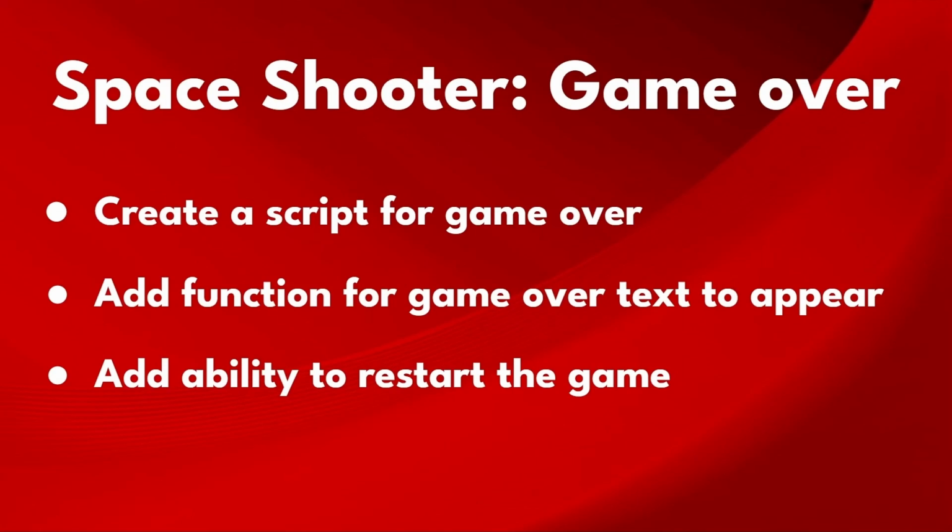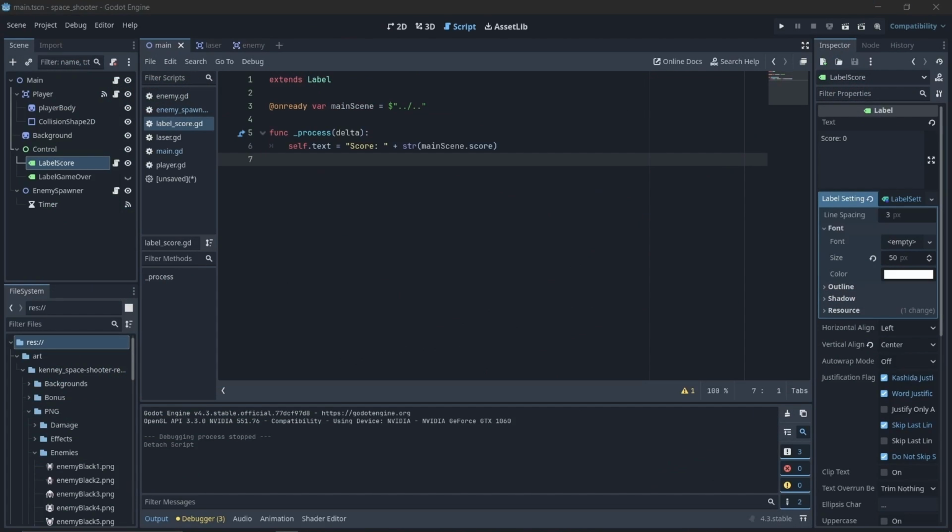All right, in this section, we're going to cover the game over. We're going to start off by creating a script for the game over. Then we're going to add the functionality for the game over text to appear. Last but not least, we're going to add the ability to restart the game. Let's go ahead and get started.